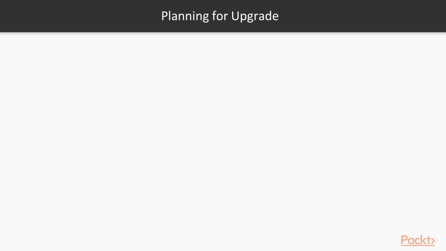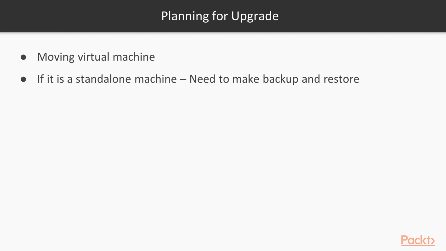First step, the planning aspect. Now for Hyper-V, it is pretty straightforward. Planning involves moving the virtual machine somewhere else. If it's a standalone machine and you're doing an in-place upgrade, you'll need to maybe do a backup and restore. We'll talk a little about that in a few minutes. But bottom line, planning for a standalone Hyper-V host is no different than any other Windows Server host.